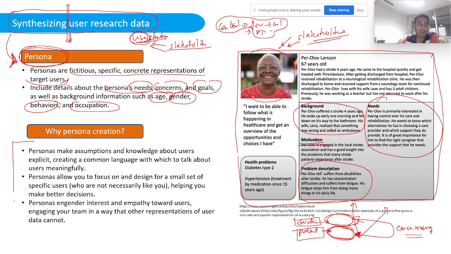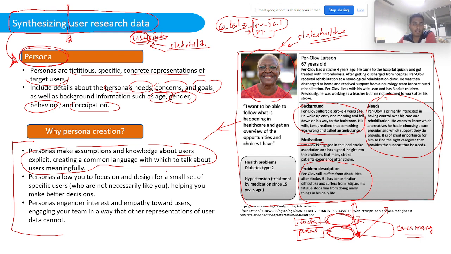Now we need to understand why we do persona creation. First of all, persona creation lets us assume a common set of features among a population. So we make assumptions and gather information about the user, and then we bring it into one small piece of information. This helps us analyze the information in a more comprehensive manner.